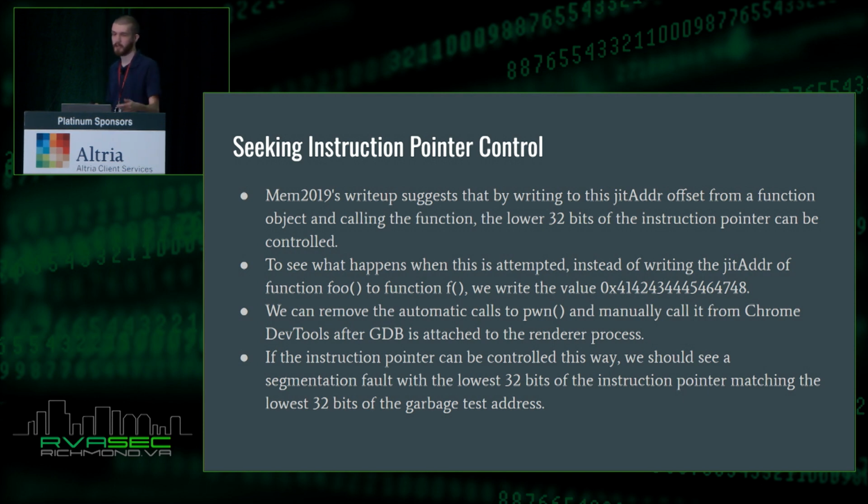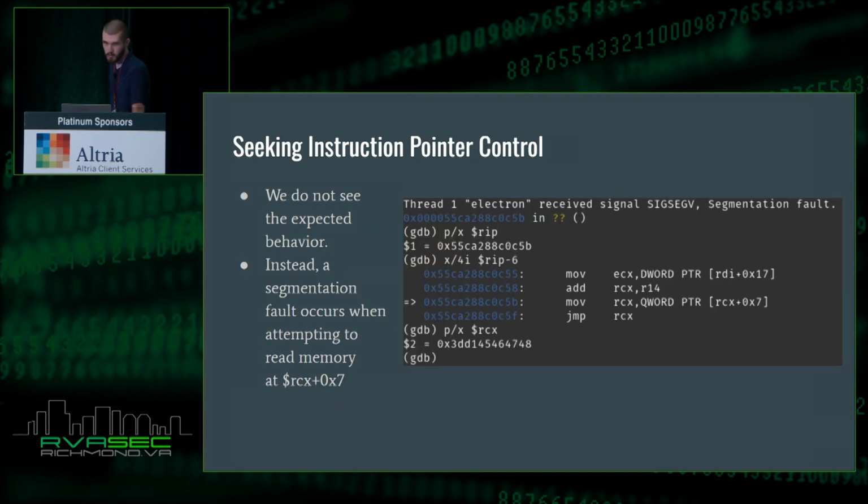We can remove the automatic calls to pwn and do manual calls from Chrome DevTools after attaching GDB to the process. Our expectation is that if this actually gives us instruction pointer control, we should see a seg fault where the lowest 32 bits of the instruction pointer match the low 32 bits of our junk address. So we do not see this expected behavior. Instead, we see a different seg fault.